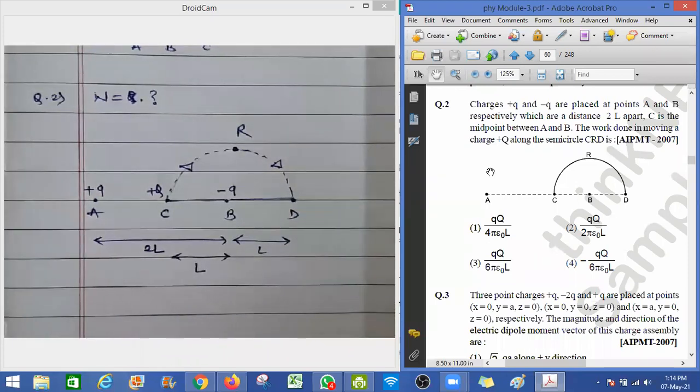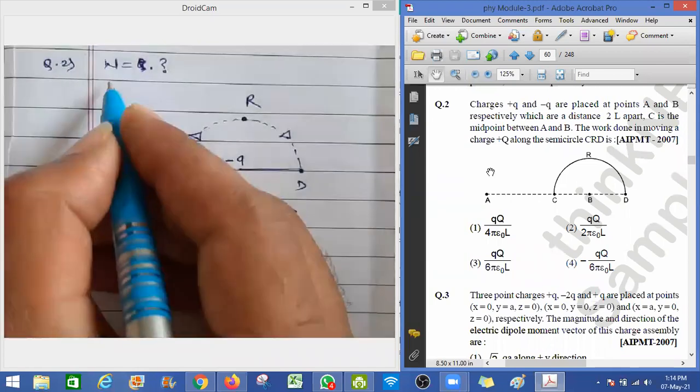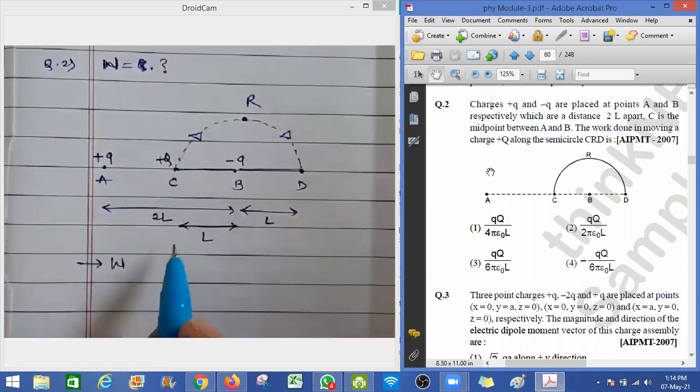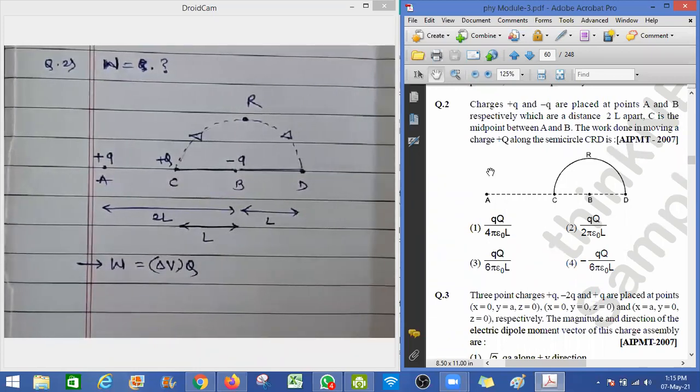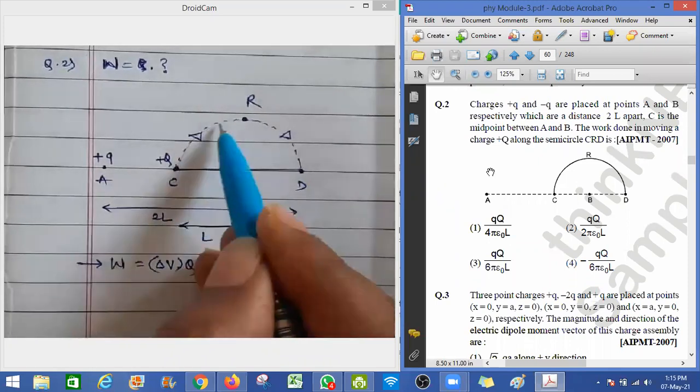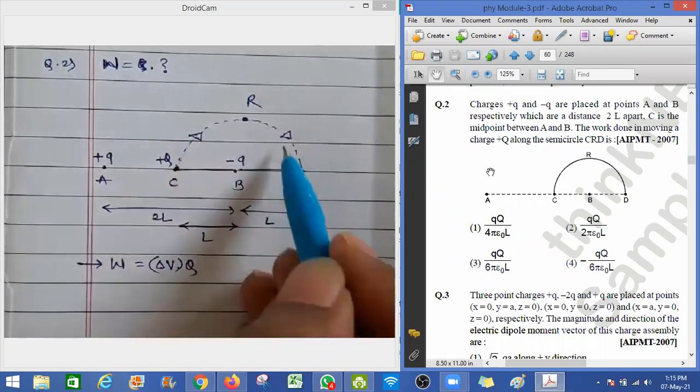W is equal to VQ, potential difference into charge. What is being asked? We have to write the formula for what is being asked. We are asked W. W is equal to VQ or delta V into Q, potential difference into charge. Generally we say W is equal to VQ, where V is the potential difference. Now let us write the potential difference as delta V. To find out potential difference, the path doesn't matter.